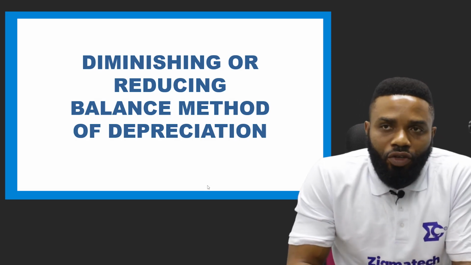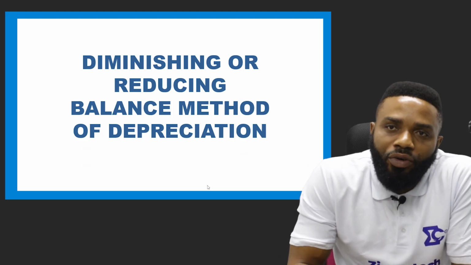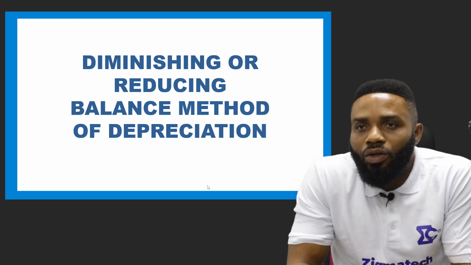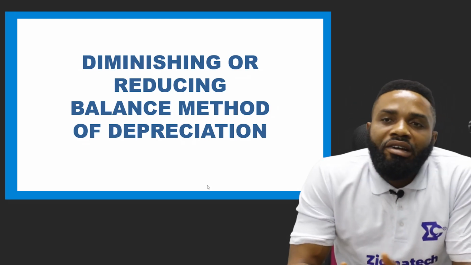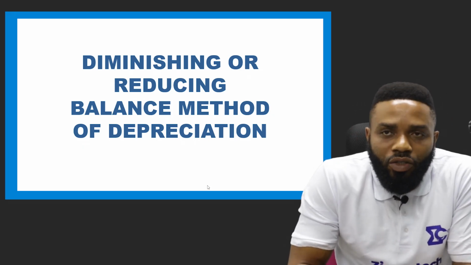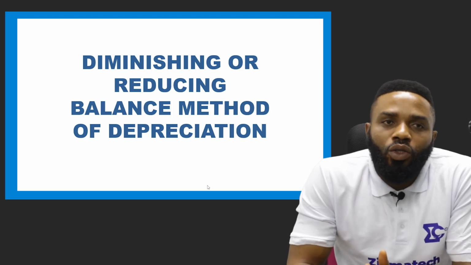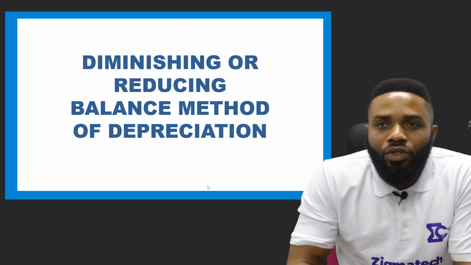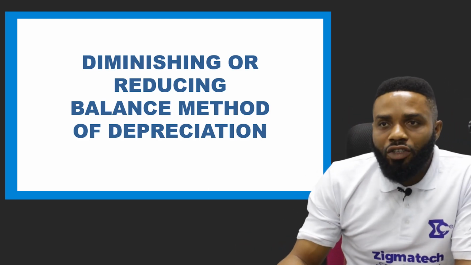This is one of the various methods one can use to calculate depreciation. It is called the diminishing or reducing balance method. We have other methods like the straight line method, the sum of the digits method, the revaluation method, and so on and so forth. But today, we want to focus our attention on the reducing or diminishing balance method.